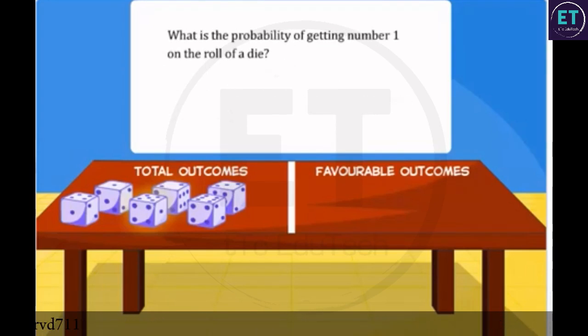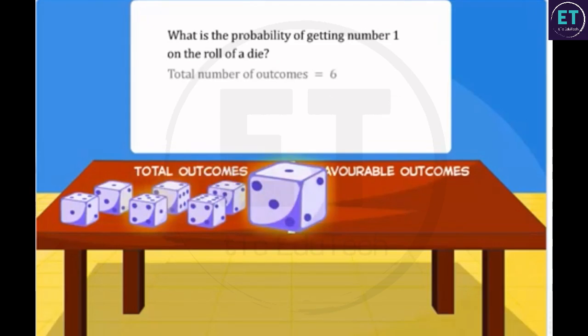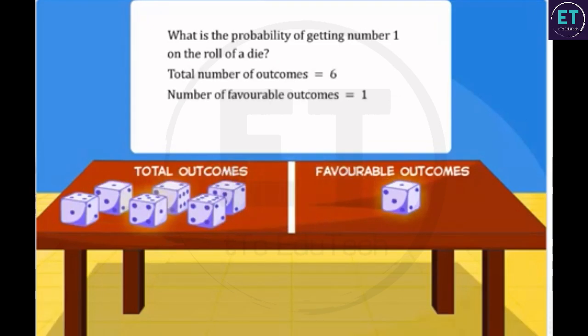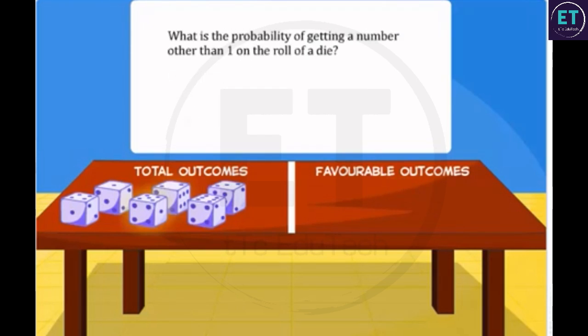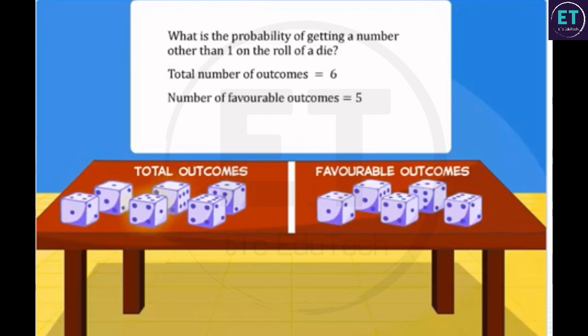Now, let us get back to the probability of getting the number 1 on the roll of a die. As you already know, the probability of getting the number 1 on the roll of a die is 1 by 6. Now, let's consider another event. What is the probability of getting a number other than 1 on the roll of a die? The total number of possible outcomes when we roll a die is 6. In this case, the number of favorable outcomes is 5. Thus, the probability of getting a number other than 1 on the roll of a die is 5 by 6. Let us represent this event as 1 bar.